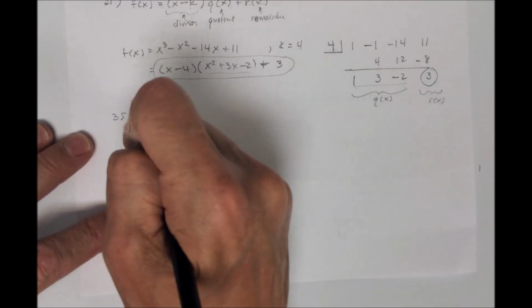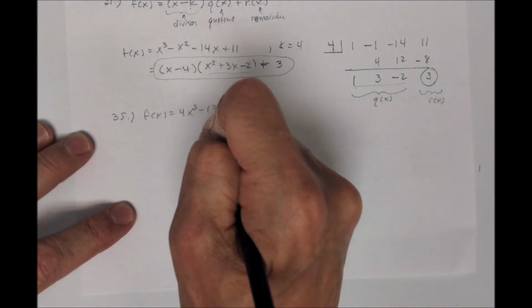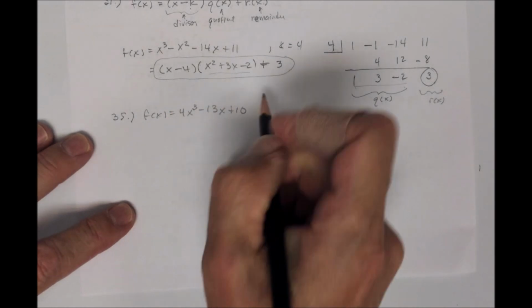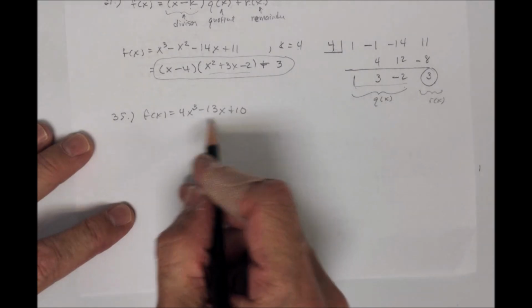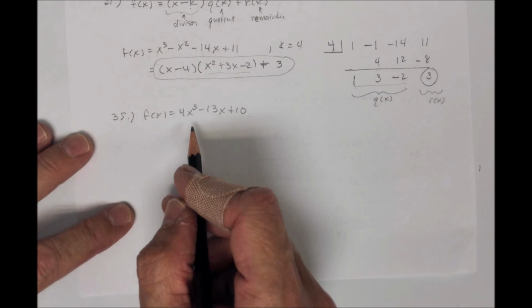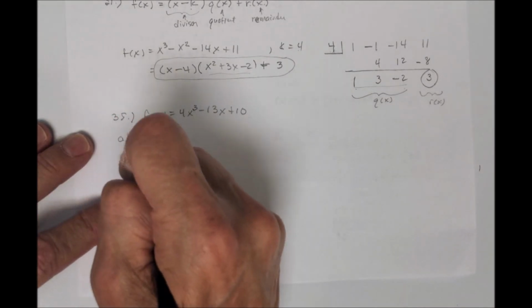In number 35, they give you f of x is equal to 4x to the third minus 13x plus 10. Now notice it's in descending order, but it doesn't have an x squared term. I'm always looking at that when I'm thinking about division. In part A, they want you to figure out what f of 1 is.